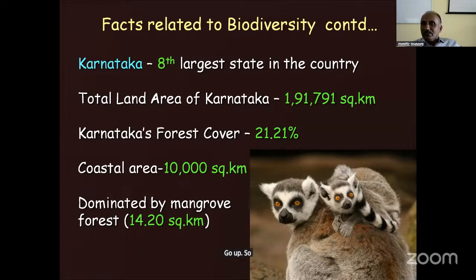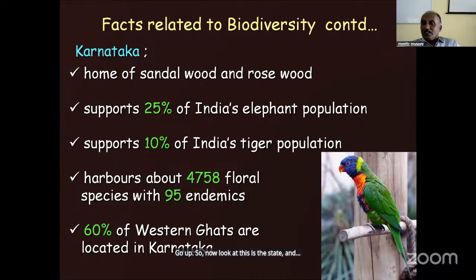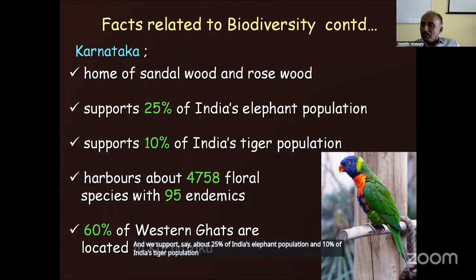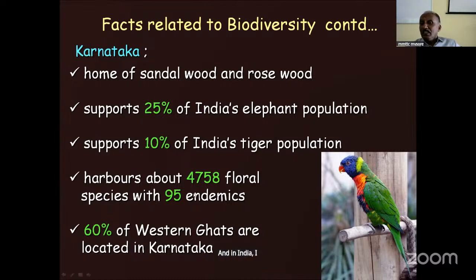So now look at this, this is the state. And Karnataka is the home of sandalwood and rosewood. And we support about 25% of India's elephant population and 10% of India's tiger population. Madhya Pradesh is ranking number 1 in tiger population and Karnataka is ranking number 2 in tiger population. And in Karnataka, we have about 4,758 flowering plants, which are only seen here in this area, among which the native species, 95 are endemics.